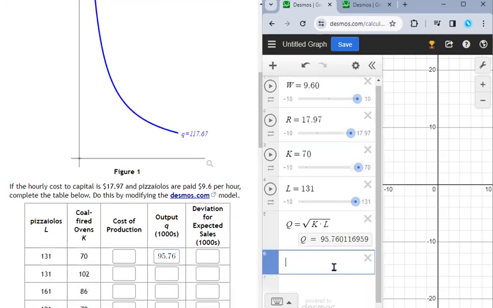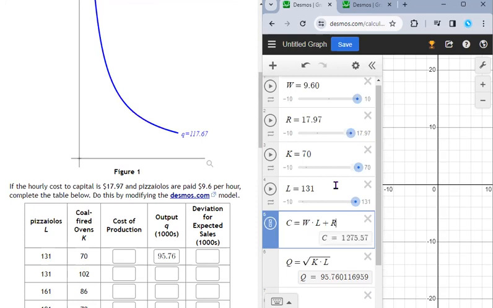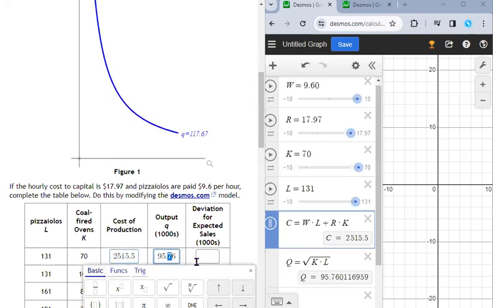Now we're going to calculate the cost, right? And the cost is equal to the wage times labor plus the unit price of capital times capital. And the cost of this level of hours of cooks and this level of capital is $2,515.50. Okay.